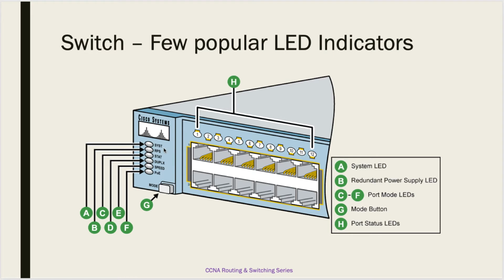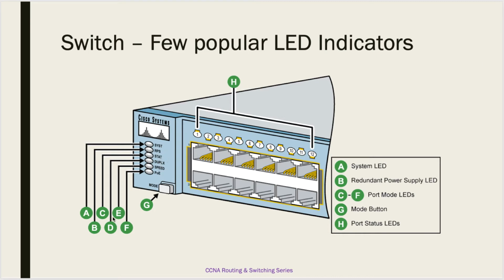Followed by SYST, we have RPS, denoted here by B. RPS stands for redundant power supply, which we talked about earlier in the previous slide. This indicates whether we have a redundant or extra power supply on the switch or not. If you don't have a redundant power supply and your only power supply goes bad, your switch becomes unusable. So in that case, it makes sense to have a switch with the RPS.